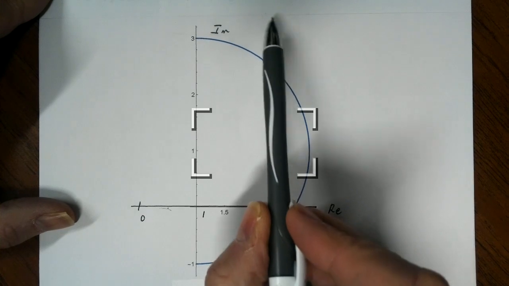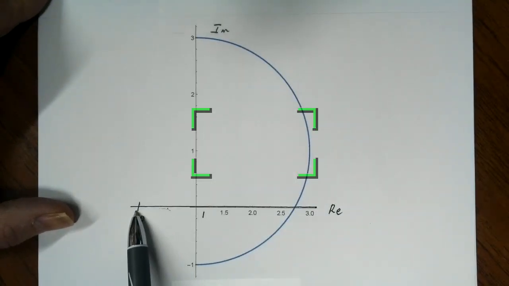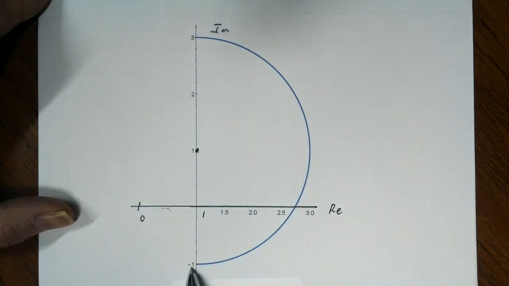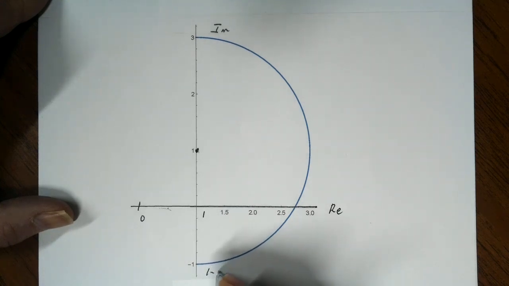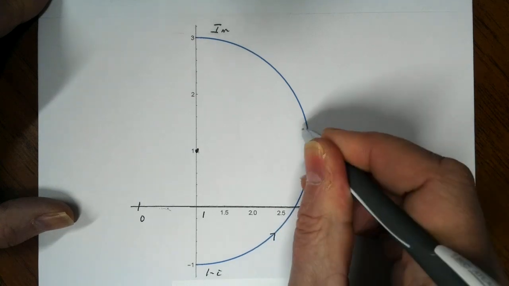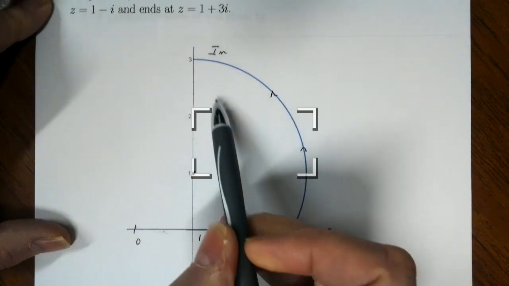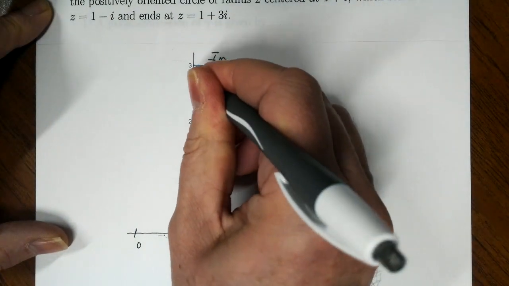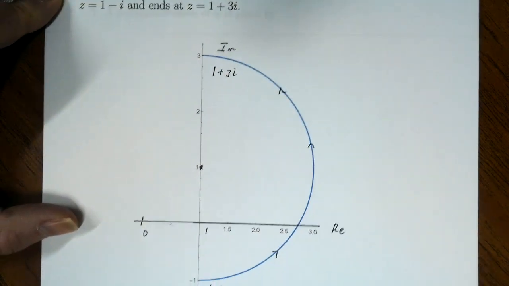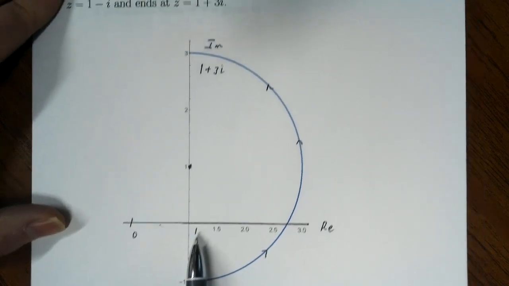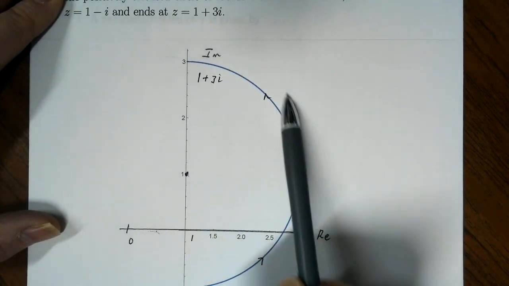Here's the real axis. Here's the imaginary axis. The origin is right here. So here's my center, that's the point 1 plus i. And I'm going to start at 1 minus i, which is down here. And my arc is going to be positively oriented, and it's going to end up here at the point 1 plus 3i. This may look a little off to you because the origin is back here. It's not right there.